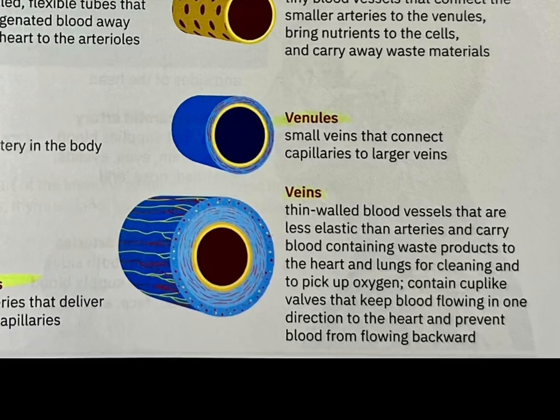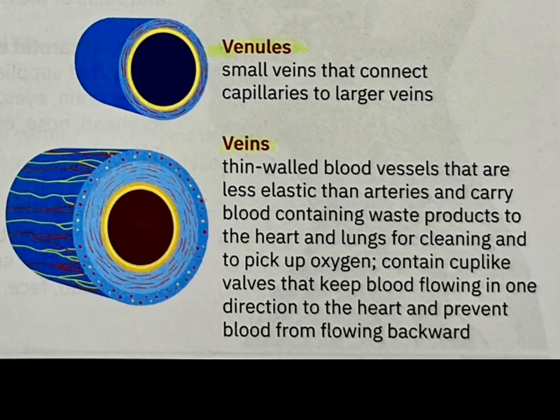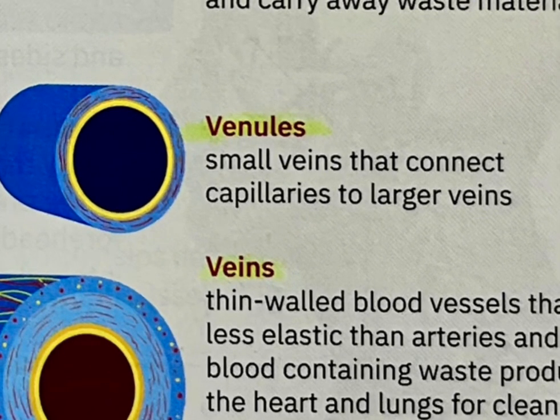Veins, thin-walled blood vessels that are less elastic than arteries and carry blood containing waste products to the heart and lungs for cleaning and to pick up oxygen. Contain cup-like valves that keep blood flowing in one direction to the heart and prevent blood from flowing backward. Venules, small veins that connect the capillaries to larger veins.